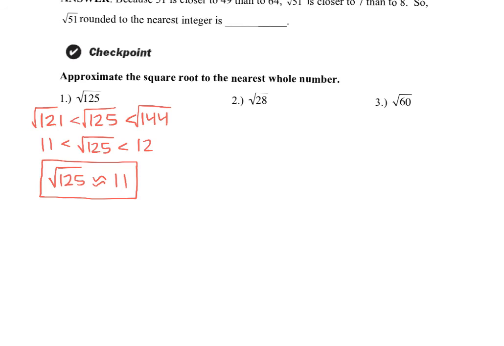Type in 125, and you should see that you get 11.180333989. That's going to go on forever, but if you were to round that to the nearest whole number, it would be 11. We know that the square root of 125 falls between 11 and 12, but is closer to 11 because 125 is closer to 121.